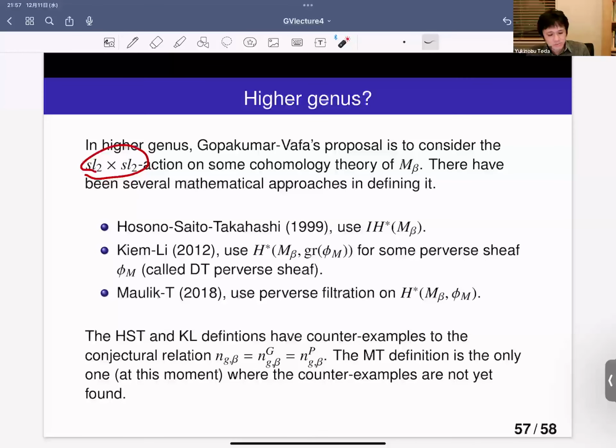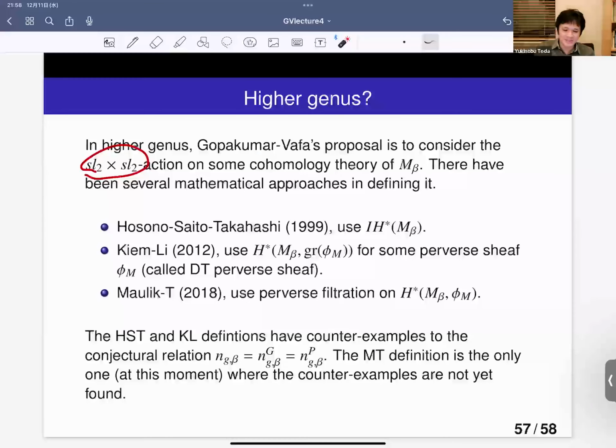But in my paper with Toda-Shimada, we showed that there are counterexamples to the previous constructions, regarding the conjectural equality of the PT or Gopakumar-Vafa invariants. And instead, we have another proposal using some sort of perverse filtrations. In fact, there are also Saito-Takahashi and Kiem-Li definitions with counterexamples to them. So far, our definition is the only one which still survives, so no counterexample has been found yet.